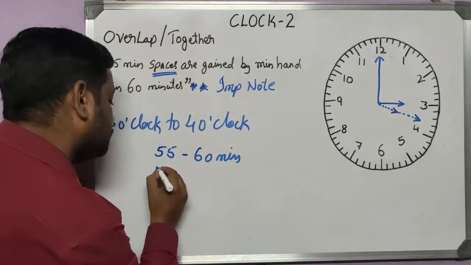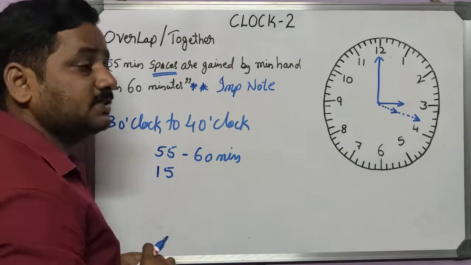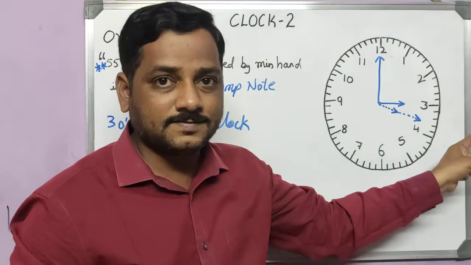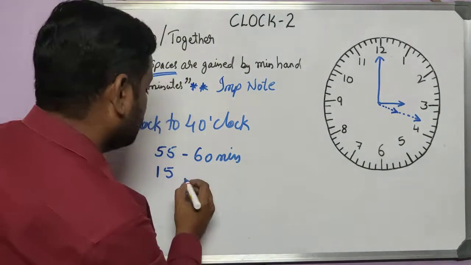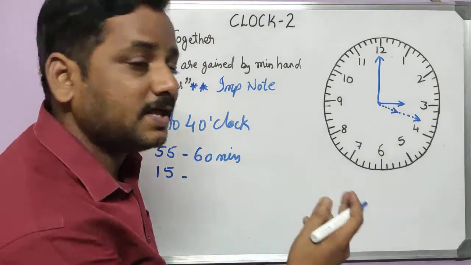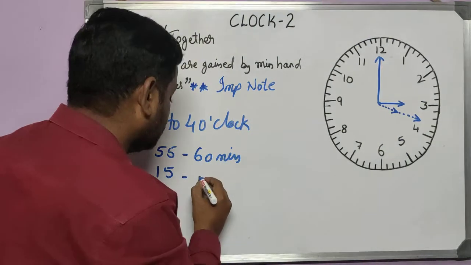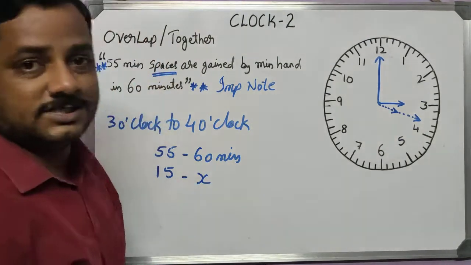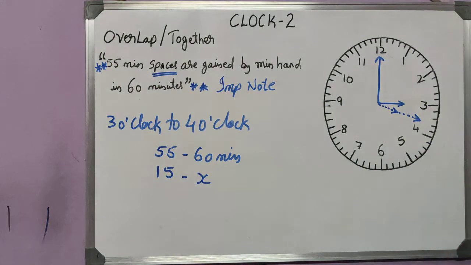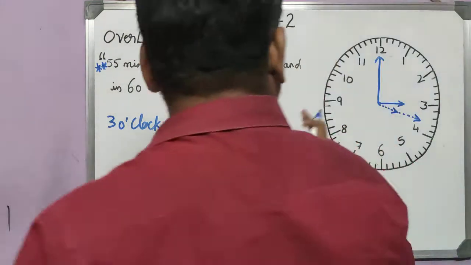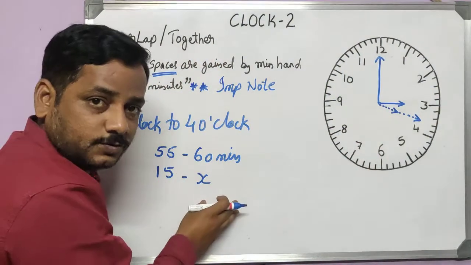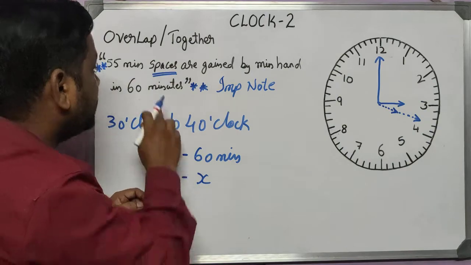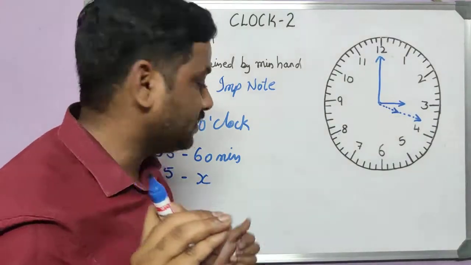So I can write here, the minute hand is gaining 15 spaces. But we don't know at what exact moment of the minute. So I will consider it as a 60. We know that the minute hand is gaining 15 spaces, but at what hour we don't know. Here I can say the minute hand is gaining 55 spaces in 1 hour.